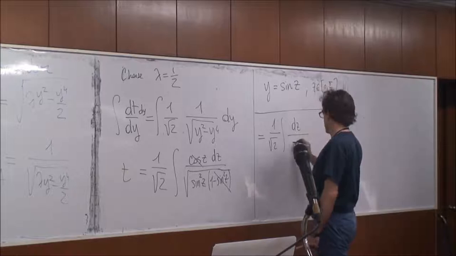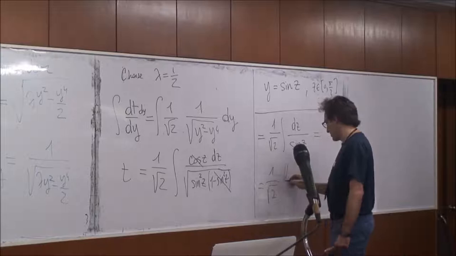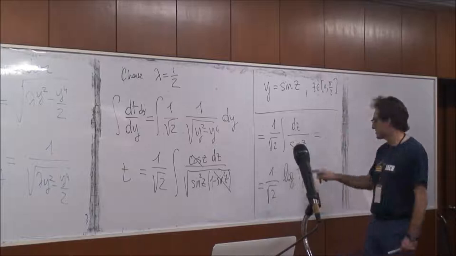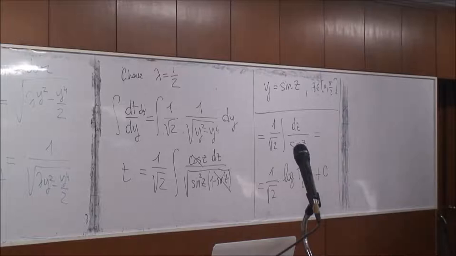Okay. This is a famous integral and gives 1 over square root of 2 times log of tangent of z over 2. There is no need of absolute value here because of this plus arbitrary constant. Okay. So the integration is easy, except that we performed some substitutions and so we have to go back in order to recognize a function.